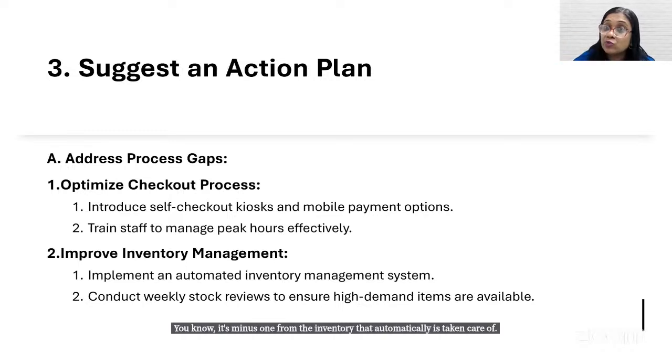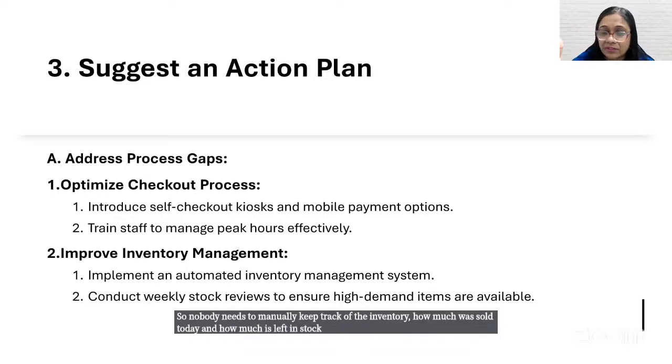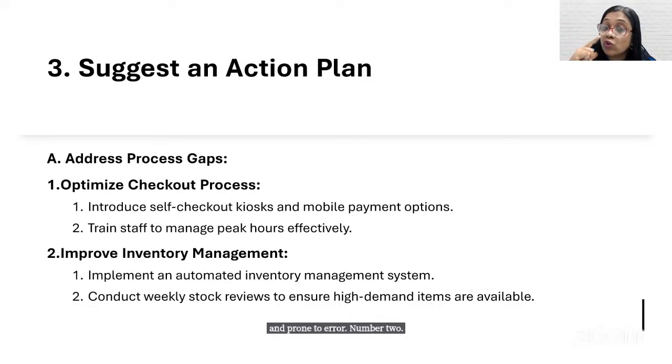That automatically is taken care of. So nobody needs to manually keep track of the inventory, how much was sold today and how much is left in stock. That's a tedious process and prone to error. Number two, conduct weekly stock reviews to ensure high demand items are available. Weekly stock reviews to be done by the supervisors to ensure high demand items are always available.